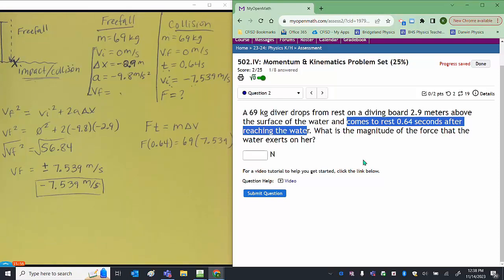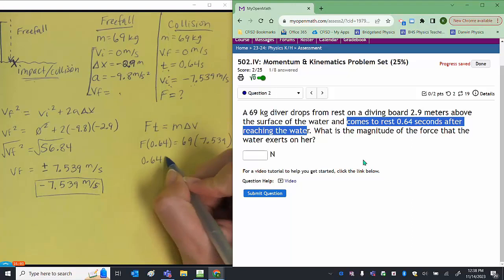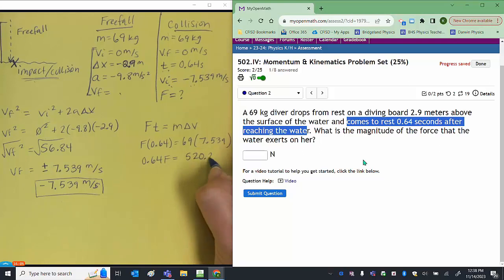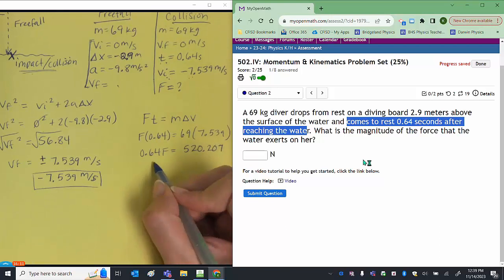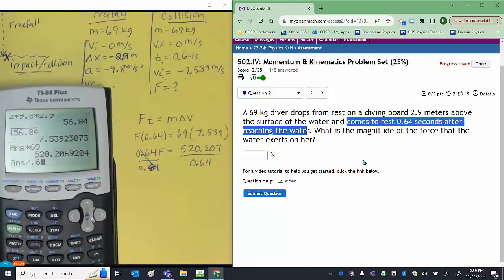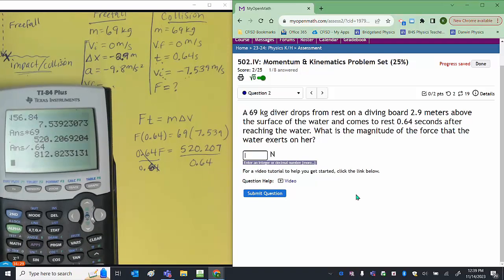So we're going to take that number and multiply it by her mass, 69, and that gives us this: 0.64 F equals 520.207. Okay, and again, I'm trying to solve for force, so let's divide both sides by 0.64. So we're going to take my answer and divide it by 0.64, and that gives us our force. And it wants the magnitude, so if it was a negative number, which it's not, but if it was, I would drop that negative sign.